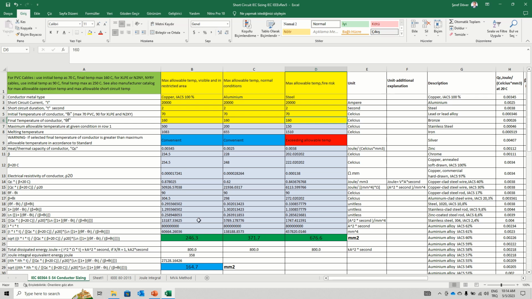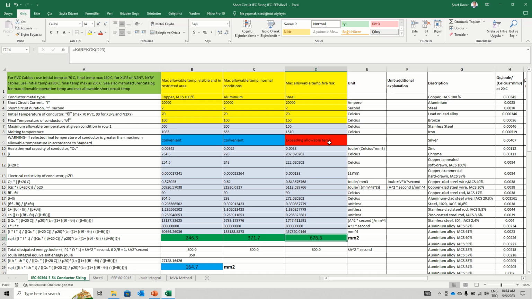Okay, let's see the results. The first calculation result is at row number 24. We need 246 millimeters square for this copper cable. If we are using aluminum, then we need 371 millimeters square. If we are using steel, we need 676 millimeters square. Even so, it is not suitable because it exceeds the allowable temperature.